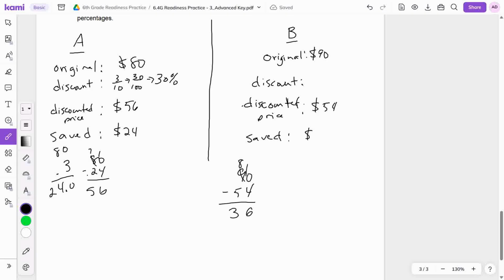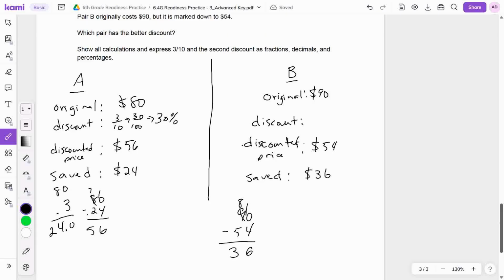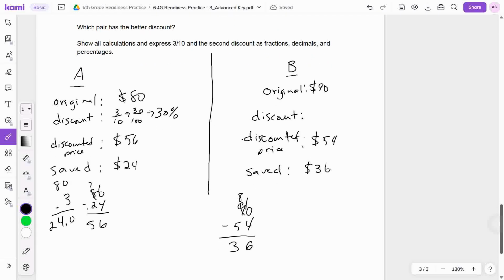So I ended up saving more, but it did originally cost more. So I want to see if it's got a bigger discount. Just because you save more doesn't necessarily help you, even though the discounted price actually is a little bit less. Look at the discounted price is $54. The discounted price for shoes for A is $56. So it started out $10 more expensive, but ended up being $2 cheaper.